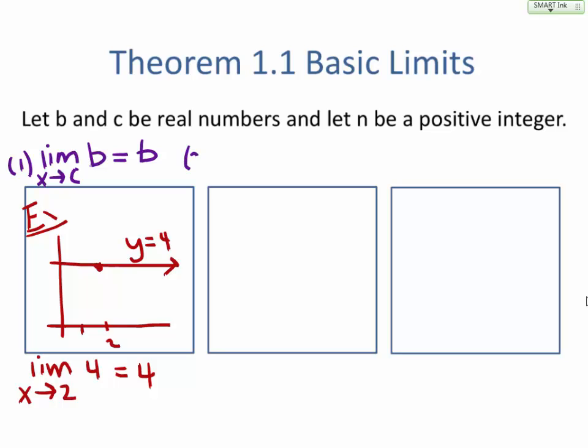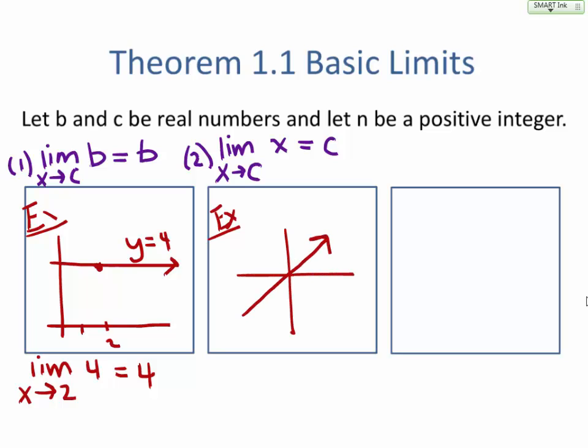All right, second, the limit as x approaches c of the function x is simply just the value c. So just to draw that graph, let's say we look at the graph of y equals x, and I want to evaluate the limit as x approaches 1 of the function x. Well, the limit as x approaches 1 is equal to 1.